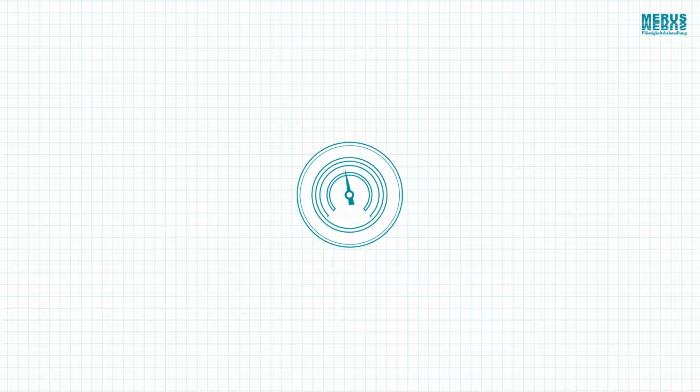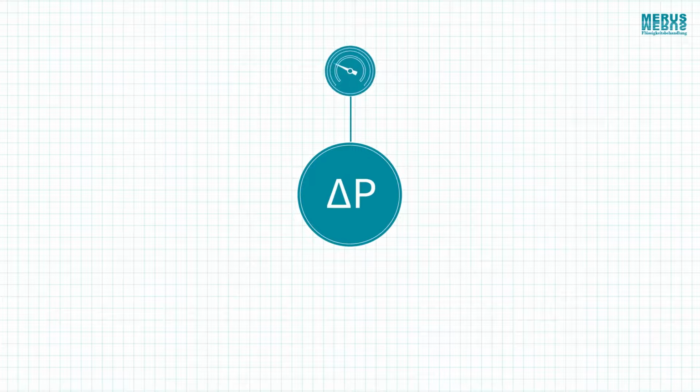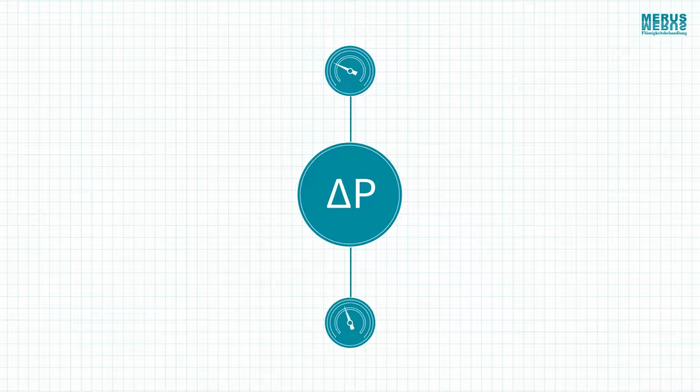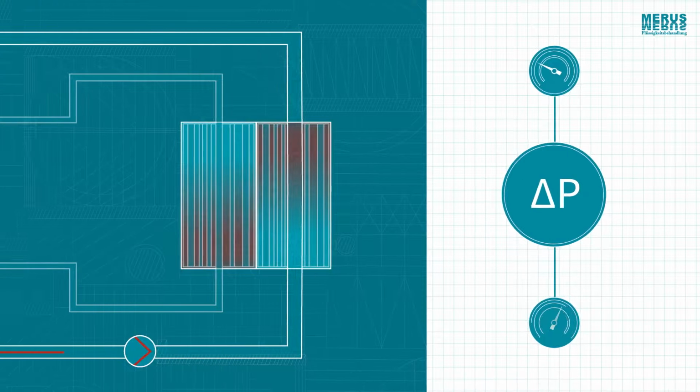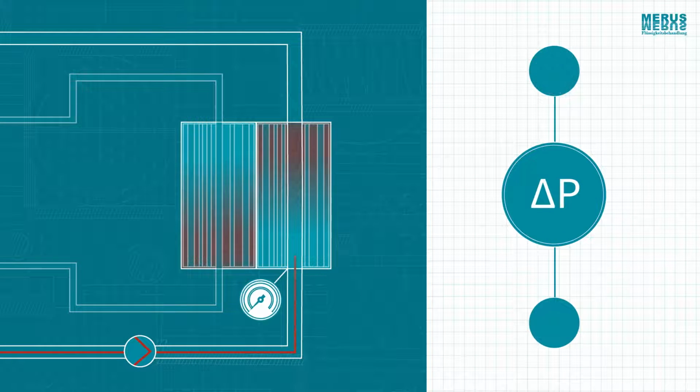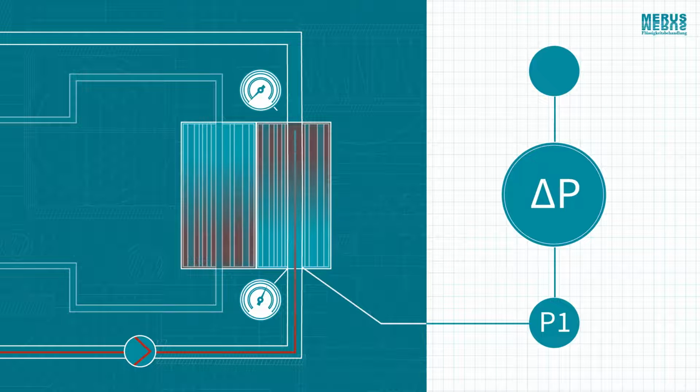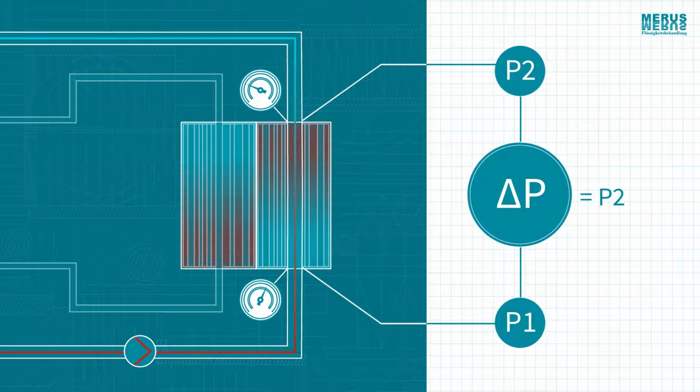of the water treatment. In general, delta P shows the difference between two measured values of pressure in the system. For example, the difference between the pressure at which the water is pumped into the heat exchanger, P1, and the pressure at the heat exchanger's outlet, P2. The equation for the pressure difference is delta P equals P2 minus P1.